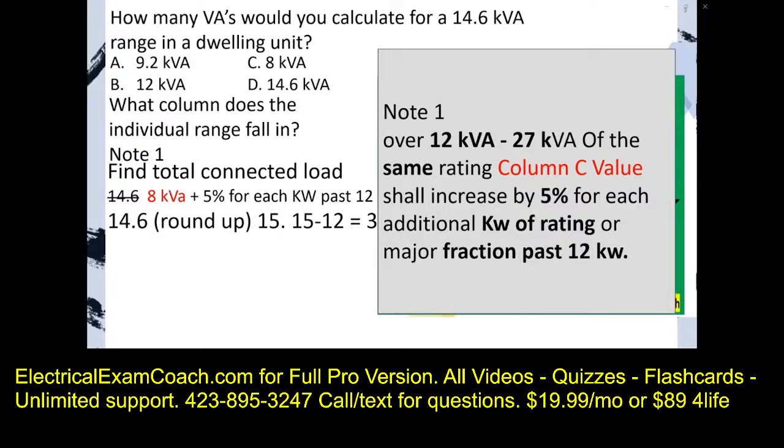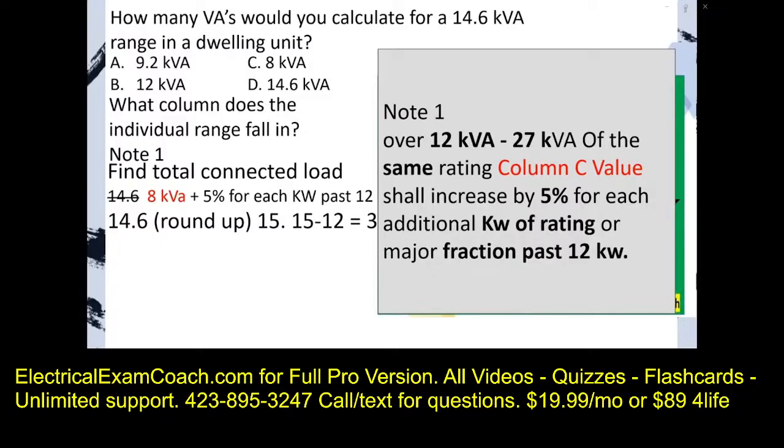And what the code states is that you're going to increase it for each kW past 12 or major fraction thereof. That's just a fancy way of saying if it's 0.50 or greater, you're going to round up. If it's 0.49 or less, you're going to round down. Well, in this case, we're 0.6, so we're going to round up to 15 kVA. So we are 15, and we need to find out how many we are past 12.